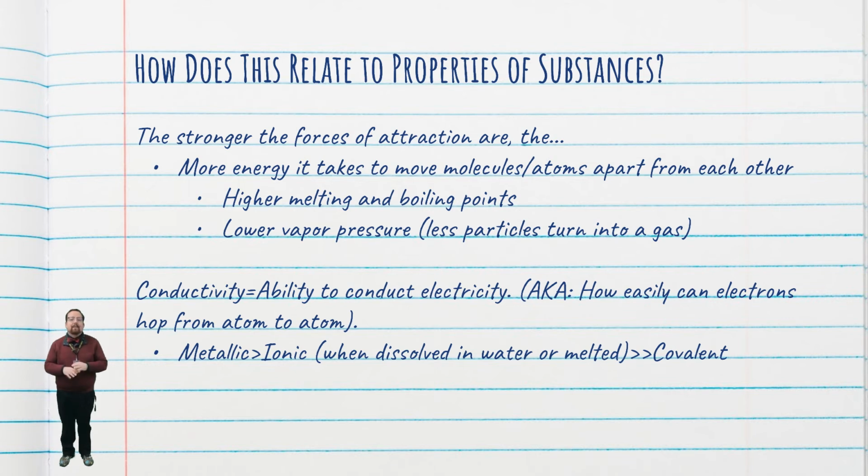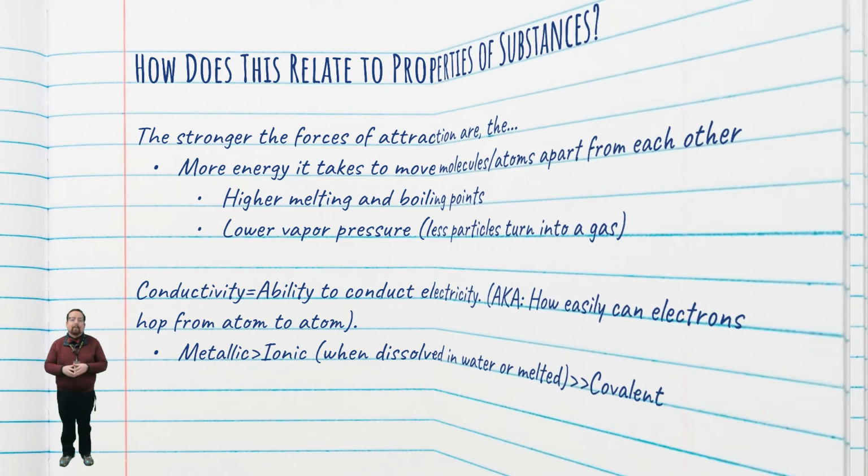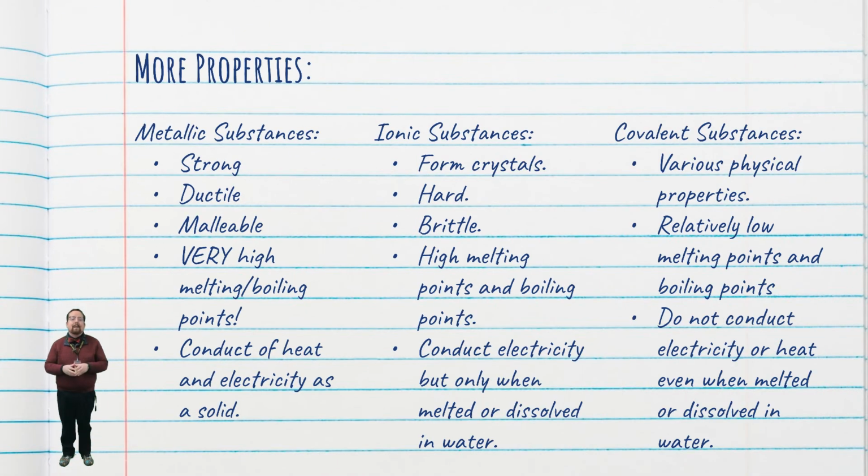Covalent substances do not conduct electricity at all, even when they're melted or dissolved in water. To sum up some of the properties, metallic substances are very strongly held together, can easily change shape, have very high melting and boiling points, and conduct heat and electricity easily as solids.